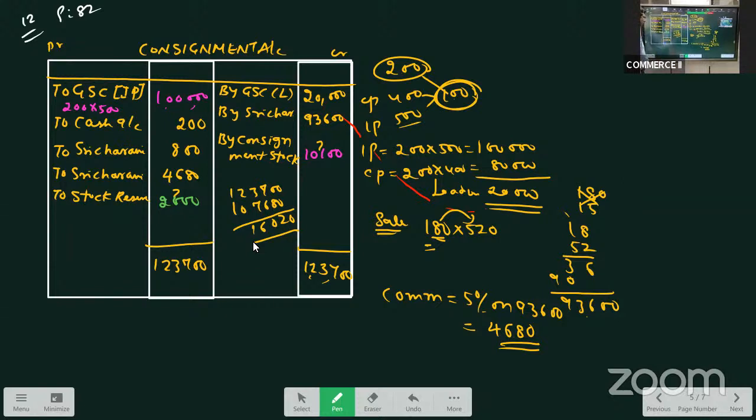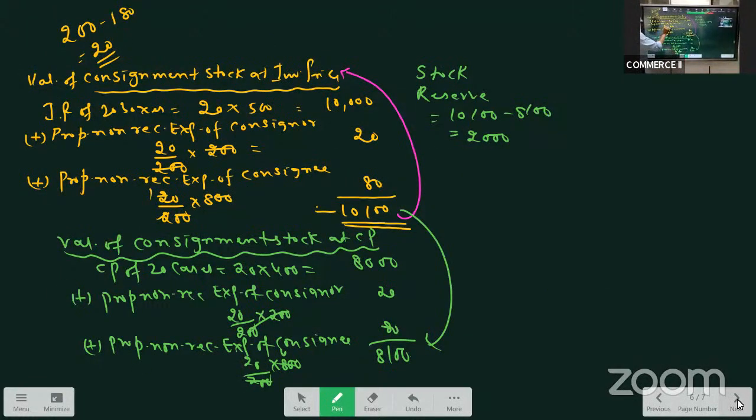What is missing? Okay, 1200. It's a small mistake. It is not 1000, it is 1200. The expenses incurred by consignor are given as 1200. By mistake, I have taken them to be 200. So a little correction. Here it will be 1200, so 2000, and the one-tenth would be 120. So this would be 10,200.